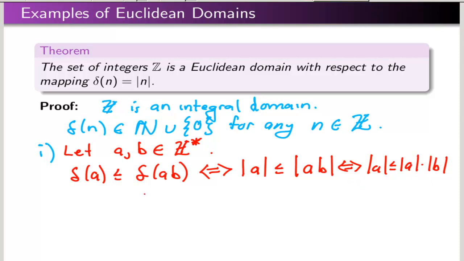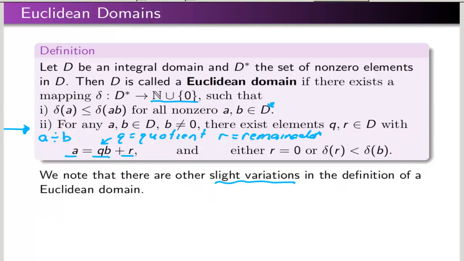So this is true since the absolute value of B is greater than or equal to 1. Okay, so property 1 is straightforward. And then property 2, well, what is that? That is, in fact, the ordinary division algorithm for the integers.